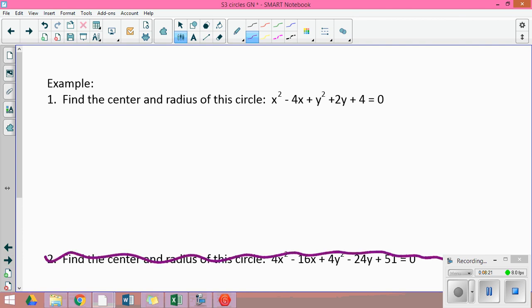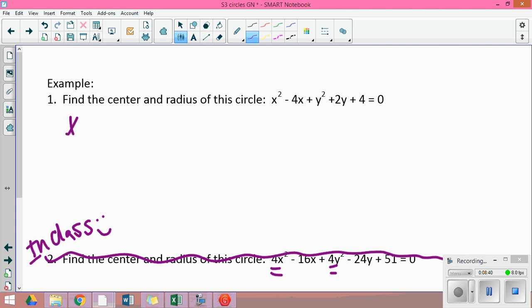We are going to do this example in class because it is pretty elaborate. If you notice, the coefficient of the x squared isn't 1, and the coefficient here isn't 1. So there's an extra step. So we'll talk about that one in class. But we can handle this one in the video.